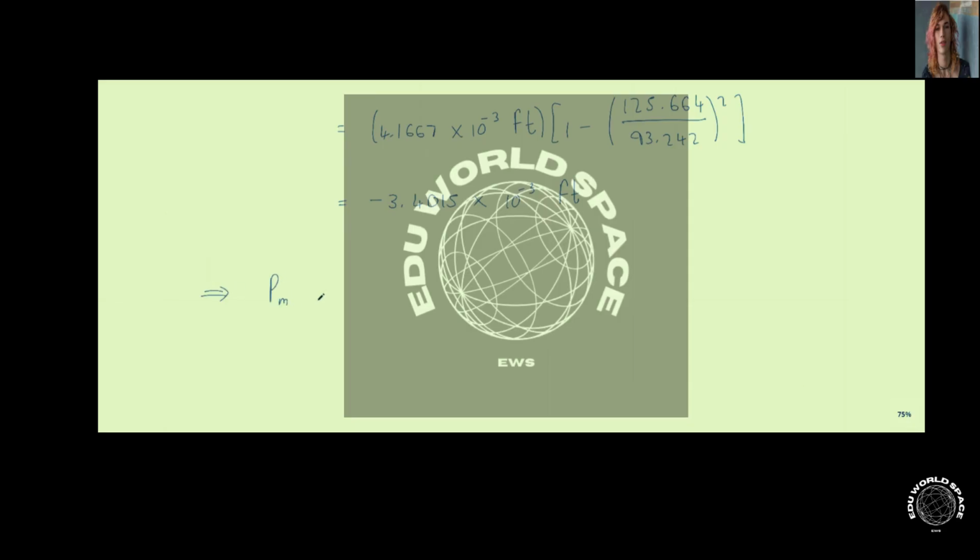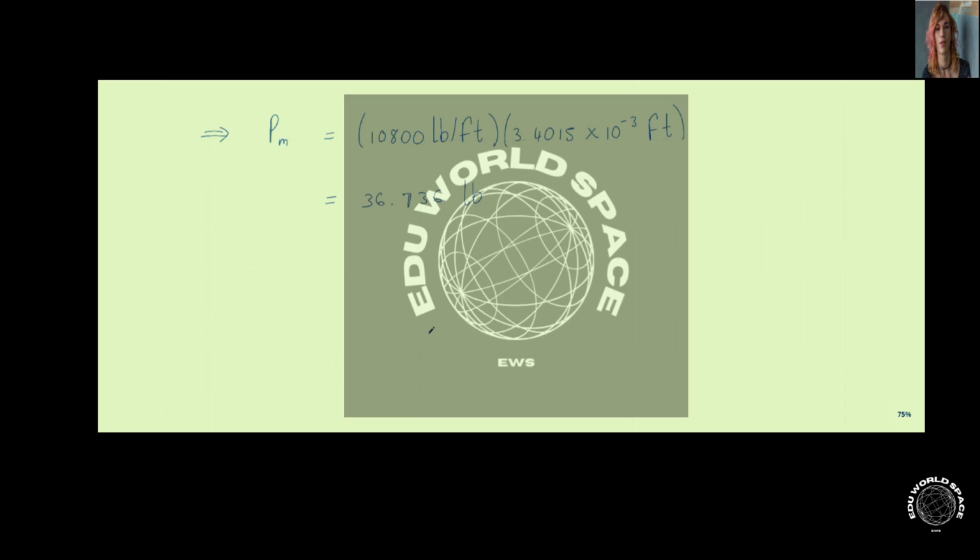This means that this force Pm is equal to 10,800 pounds per foot multiplied by 3.4015 times 10 to the minus 3 feet, and this gives us Pm to be 36.736 pounds of force.